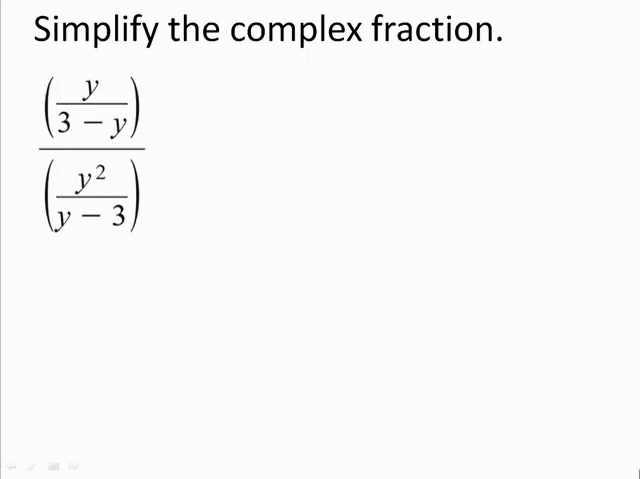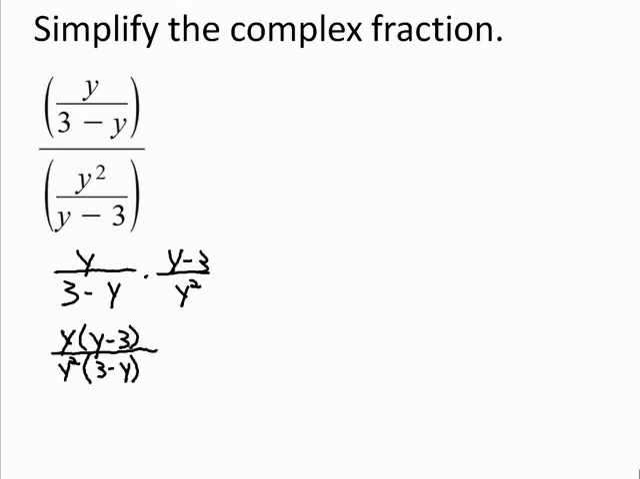Simplify the complex fraction: the quantity y divided by 3 minus y divided by the quantity y squared divided by y minus 3. When dividing fractions, invert the divisor and multiply. Y divided by 3 minus y times y minus 3 divided by y squared. Now you can multiply the numerators and denominators together. Y times the quantity y minus 3 divided by y squared times the quantity 3 minus y.